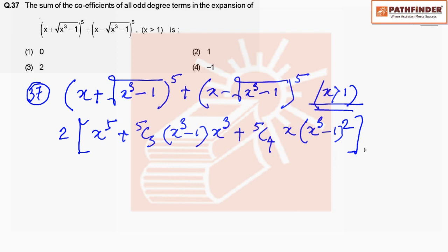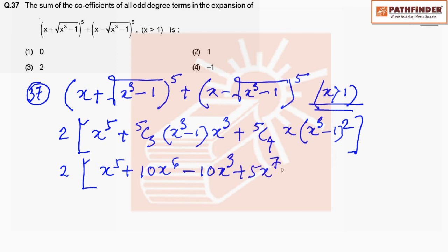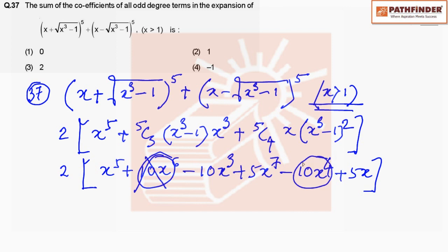Now the sum of the terms will be what? We are getting 2 into x to the power 5 plus 10 x to the power 6 minus 10 x cube plus 5 x to the power 7 minus 10 x to the power 4 plus 5x. Now see, these two will cancel out because they are not odd degree terms. These are even degree terms.